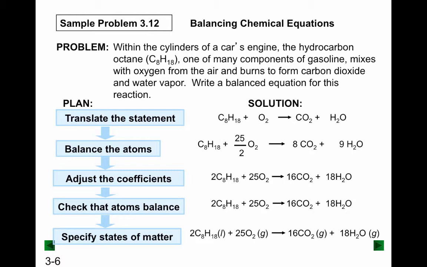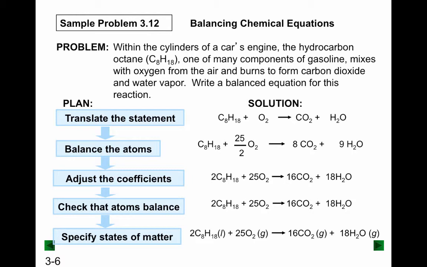Step 3 is adjusting the coefficients. We cannot have a fraction of an atom or molecule in a balanced chemical equation. Therefore, we need to multiply the entire equation by some whole number integer so that we get rid of the fraction in front of oxygen gas. So now multiply the entire equation by 2 to get 2C8H18 plus 25O2 will produce 16CO2 plus 18H2O.